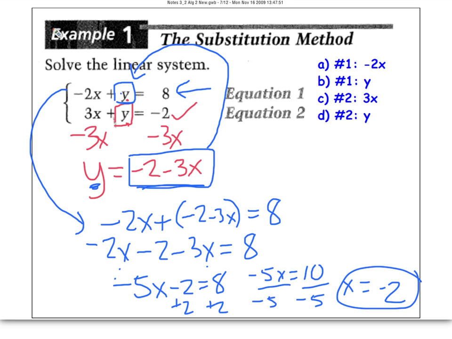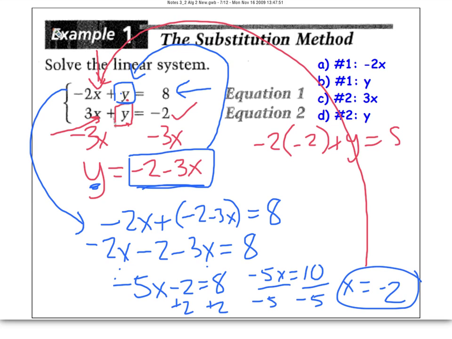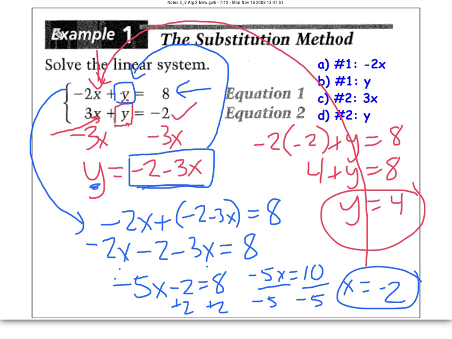Now, I got that x is equal to negative 2. So what I can do now, I can actually put that x back into either equation. I can put it into this x or I can put it into this x. It really doesn't matter. I'm going to take this x here and put it back into this top one right there. So I'm going to write negative 2 times my negative 2 that I found plus y equals 8. This is 4 plus y equals 8. If I subtract 4 from both sides, y would equal 4. Therefore, my answer to this system is if I graph them, they're going to cross at the ordered pair (negative 2, 4).